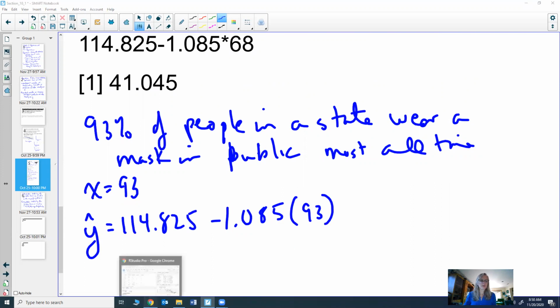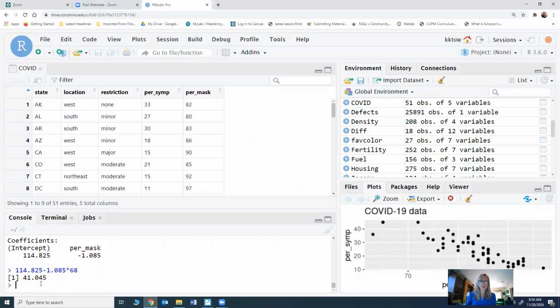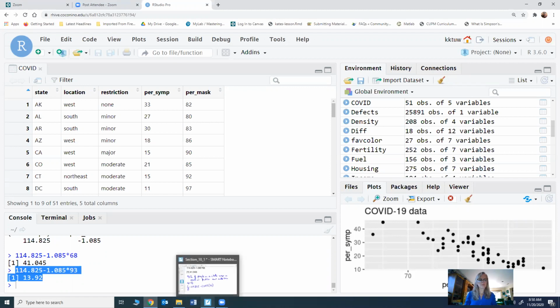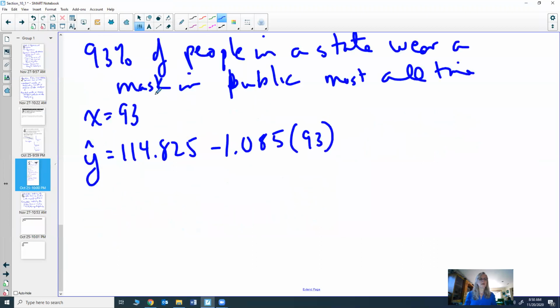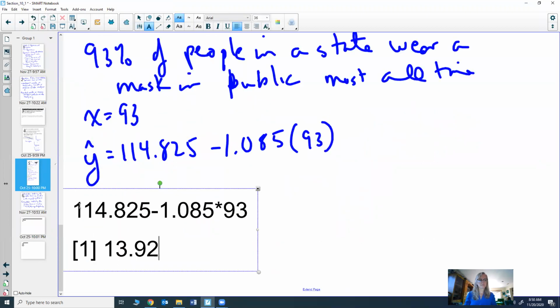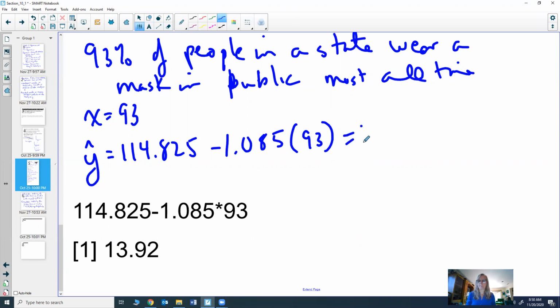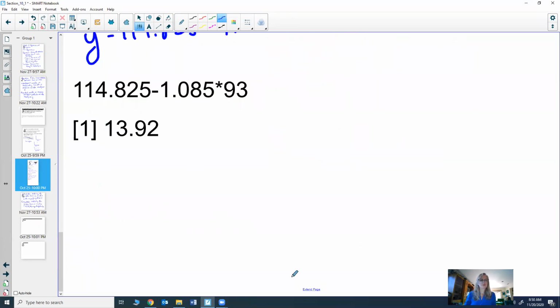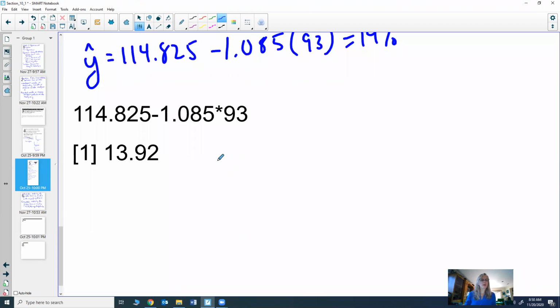And again, I'm going to go use R for this. So back over here in R, I can just use the up arrow and then just change the 68 to 93. The up arrow always brings back your previous answer. Okay, so plug this in. And so I know that this is 13.9 or 14%. All right. So now that I've done that, we can do one more.